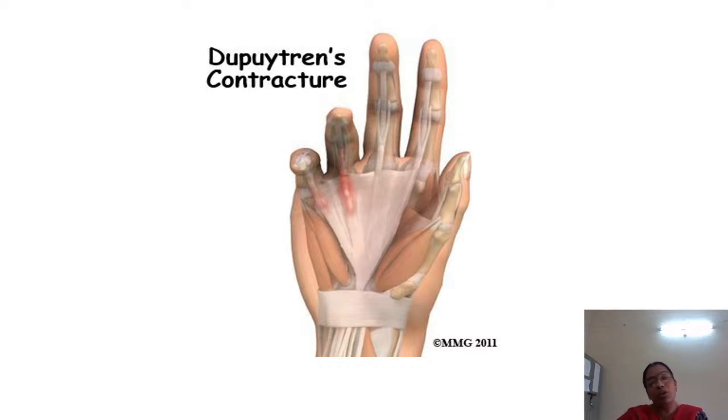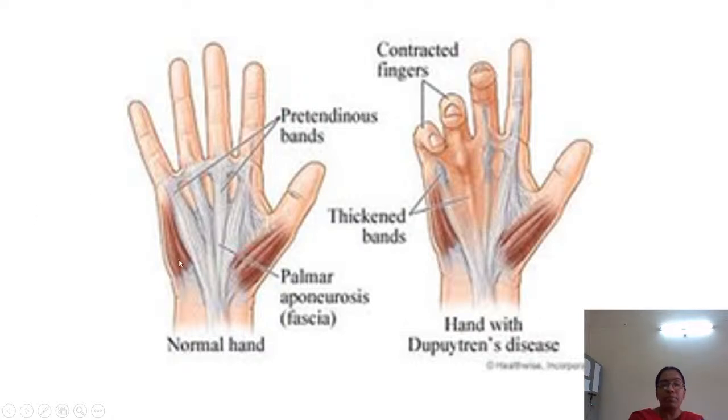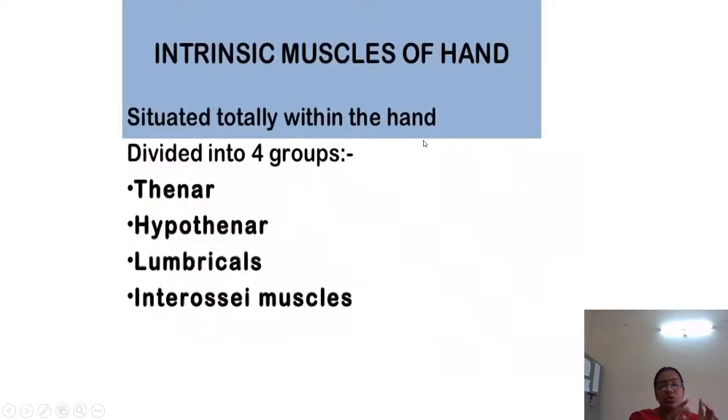Now the clinical part of the palmar aponeurosis. Any inflammation of the palmar aponeurosis causes a contracture which is called Dupuytren's contracture. When the palmar aponeurosis is inflamed, it becomes thickened. Mostly the affected parts are the proximal and middle phalanges, which are flexed in this contracture. This is the proximal, this is the middle, and this is the distal phalanx.